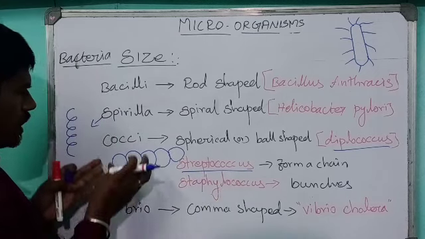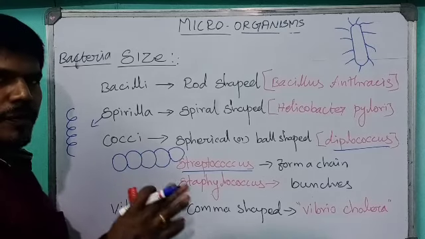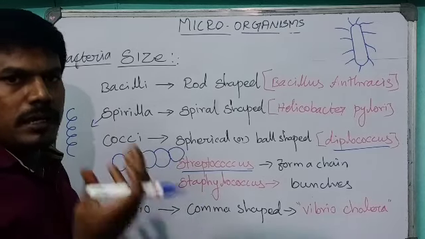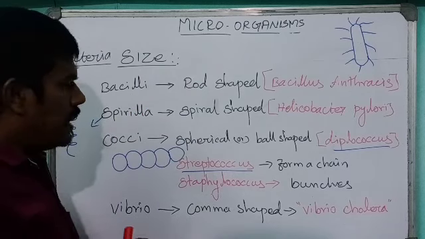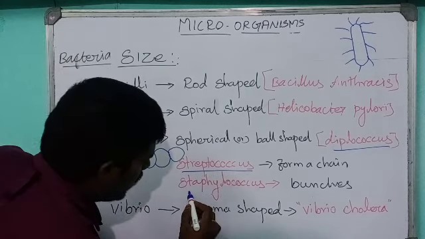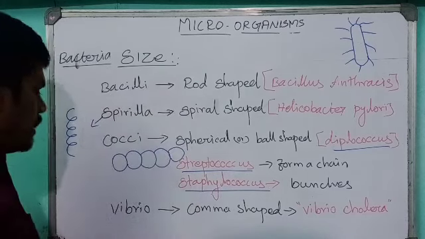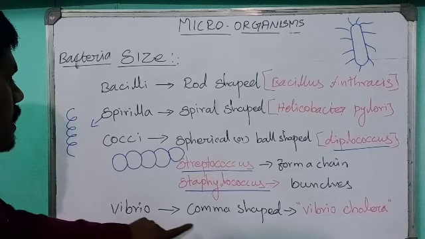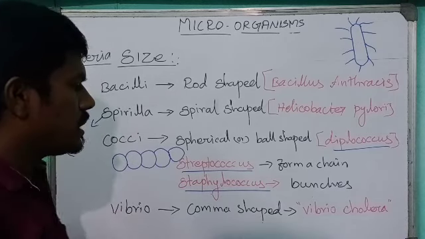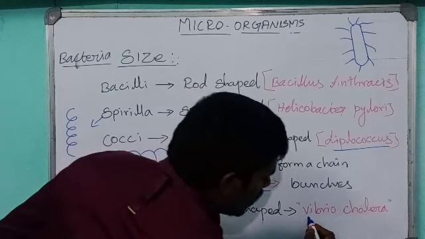The chain-like arrangement is called Streptococcus. At the same time, when the ball-like structures are formed in one bundle, that bundle means a group of cells. Like that present is called Staphylococcus. And then Vibrio, the comma shaped. This is a good example for Vibrio cholerae.